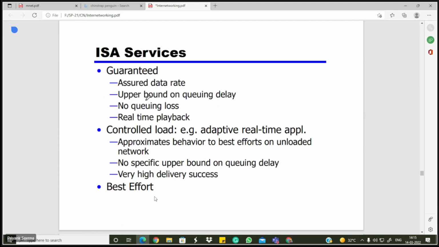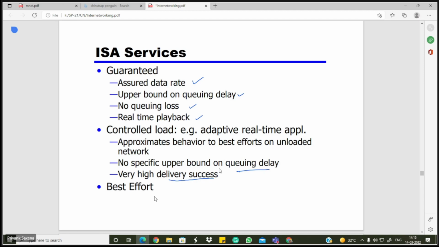So there are three types of services offered by ISA. Guaranteed service means it assures the data rate, it assures an upper bound on the queuing delay, no queuing loss, real-time playback. Controlled load means it is adaptive. So if the load changes, it assures that approximate behavior will be followed, but there is no upper bound on the queuing delay. There is very high delivery success, but there can be failures also, right?